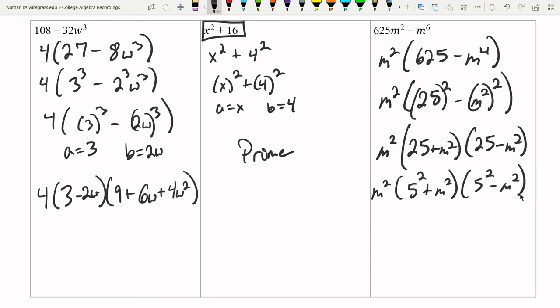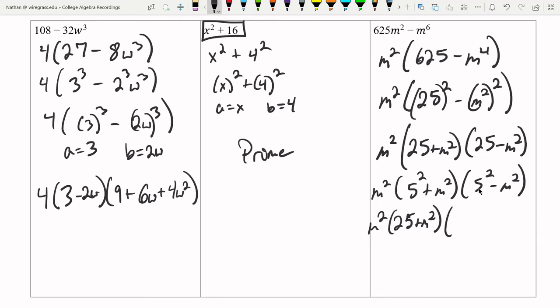And now you can see that I have a sum of 2 squares, 5 squared and m squared. This is prime. I can't factor this down any further. And here I have 5 squared minus m squared, another difference of 2 squares. Here a is 5 and b is m. So I can factor it down one step further. This one stays the same. I can't factor that.